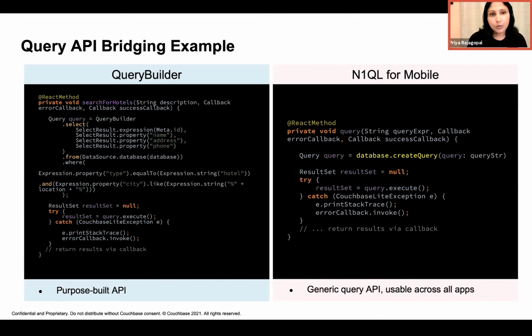Now, in contrast, when you look at the example to the right, you can see that with the new Nickel query API, you have just a single API that you need to bridge. This can be done in a general purpose way. Which means your plugin is generic, can be used across applications, and doesn't have to change as your app evolves and includes additional querying functionality.